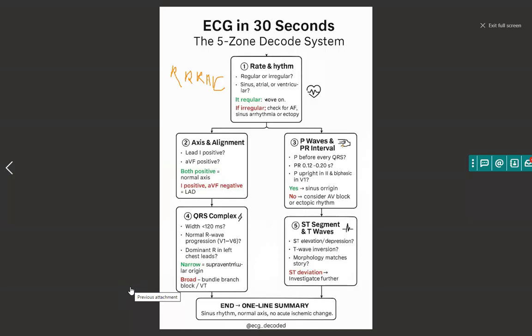If you've done your rate, rhythm, everything up to this stage, and even if everything is normal, when you get to C, if the context puts you off, then that ECG may look normal on paper, but it may not mean that everything is fine. It may not be normal for that patient. So how do you get context? By asking the right questions.